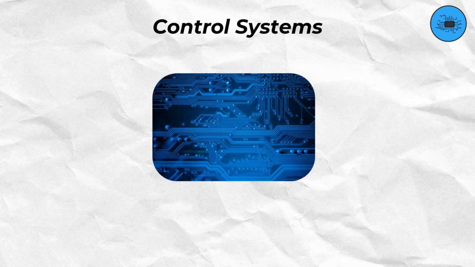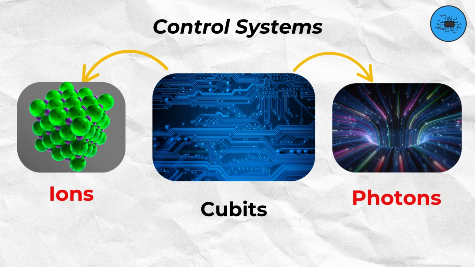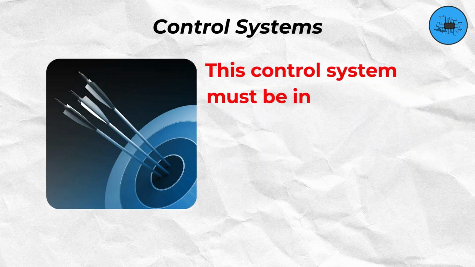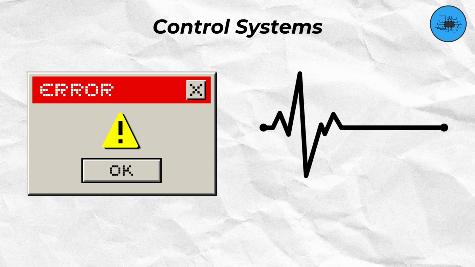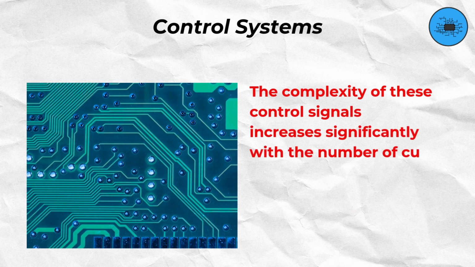For other types of qubits, like trapped ions or photonic qubits, precisely tuned lasers are often used for this manipulation. These control systems must be incredibly accurate, as even tiny errors in the pulses can corrupt the quantum computation. The complexity of these control signals increases significantly with the number of qubits.